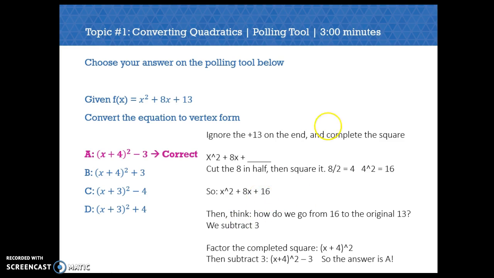And then we have to think, how do we go from that 16 to the original 13? And we know that we get there by subtracting 3. So we're going to put subtracting 3 at the end of our final equation. First, we need to factor that completed square, so that x squared plus 8x plus 16 factors to x plus 4 squared, because 4 was the cut in half number. And then we put the minus 3 on the end. So x plus 4 squared minus 3 will get us to that standard form, so the answer choice is A. X plus 4 squared minus 3.